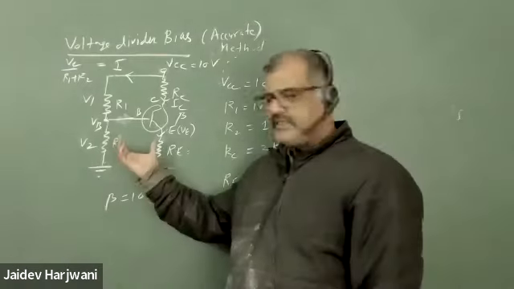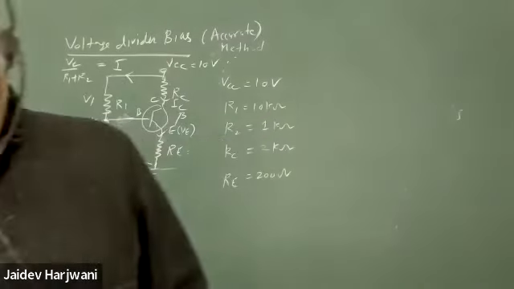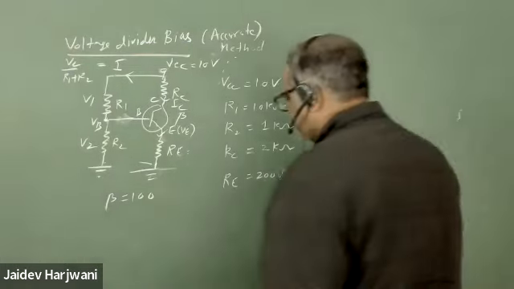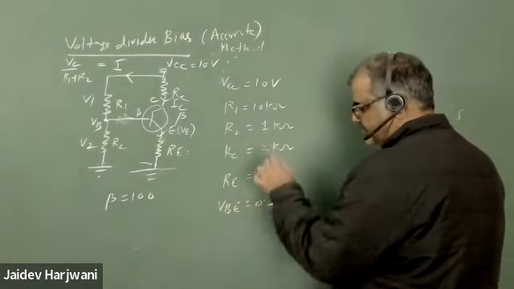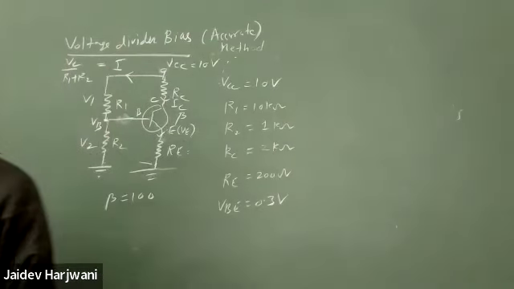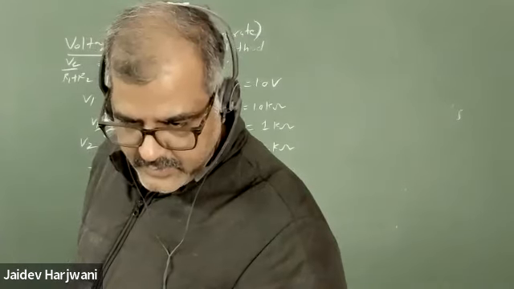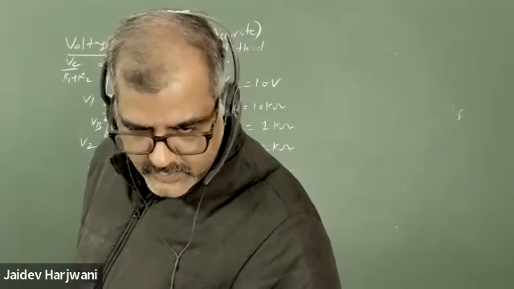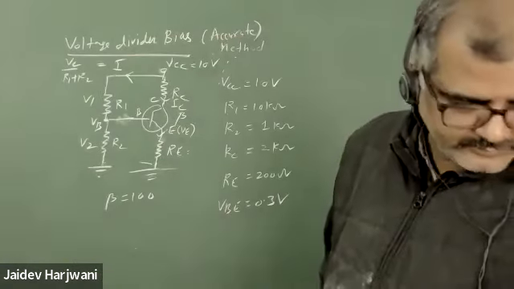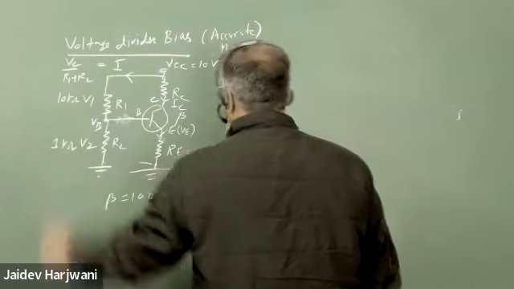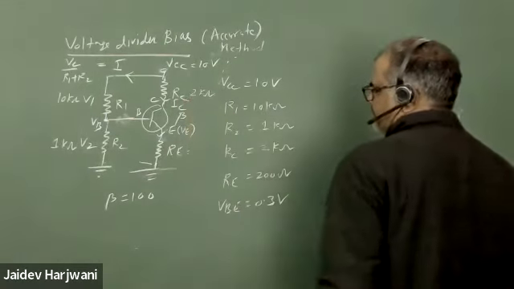Most of your exam problems basically come on voltage divider circuits, 5 marks problems. Here you can take VBE as 0.3 volt. Tell me what the values are. So this is given as 10 kilo ohm, this is 1 kilo ohm, RC is 2 kilo ohm, and RE is 200 ohm.